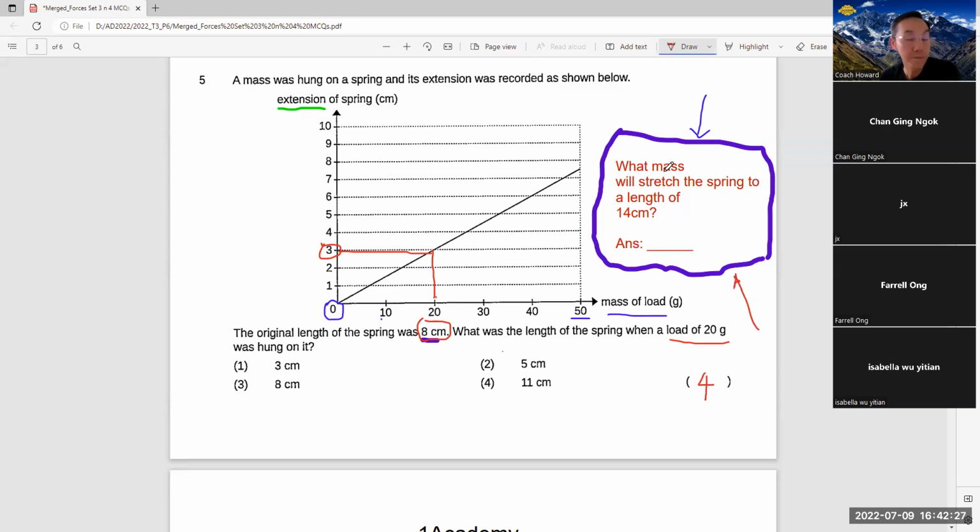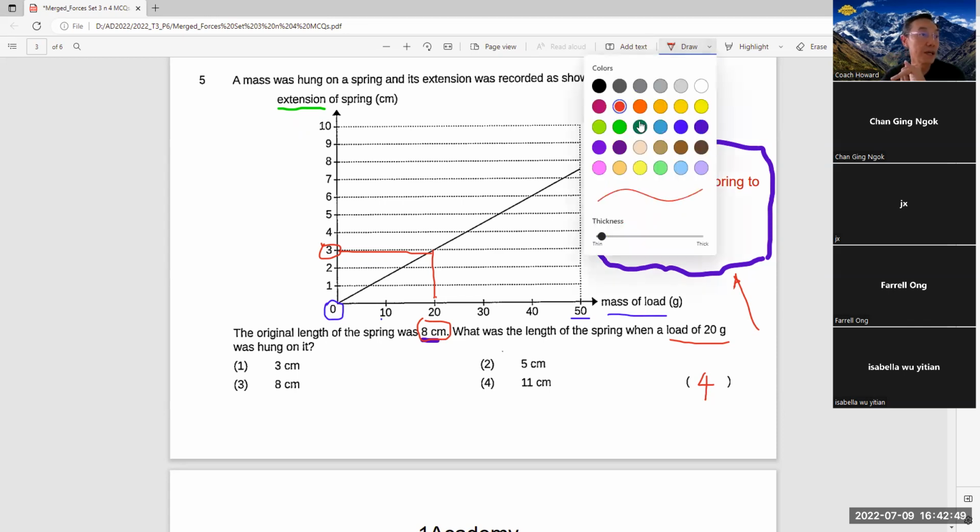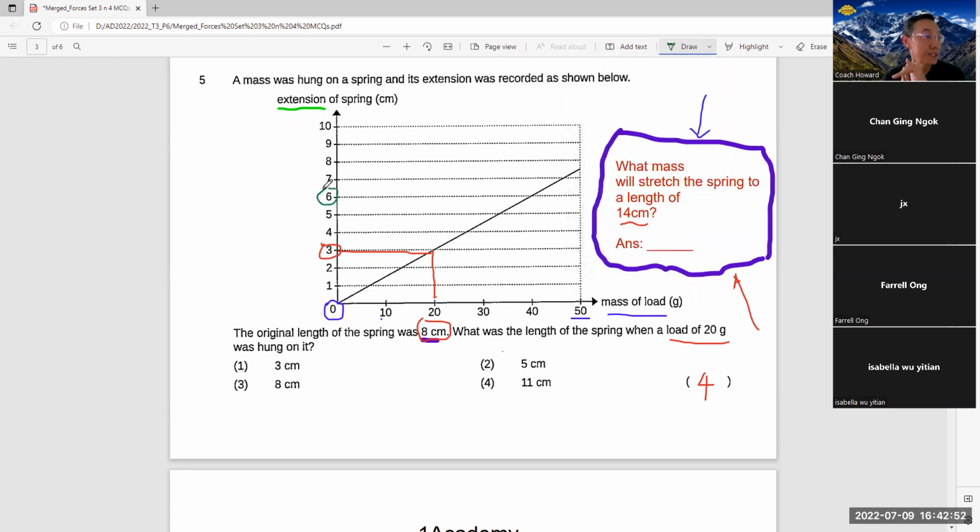So I ask, what mass will stretch the spring to a length of 14 centimeters? This one you need to have two-step thinking. Firstly, you ask yourself, to stretch to a length of 14 centimeter, how much extension do I need? So 14 subtract 8. So I need an extension of 6 centimeter, right? From the graph there, you can circle this 6, then you draw a line across here, and then you hit down, and this is the mass you need. So the answer is 40 gram. This is the additional question.